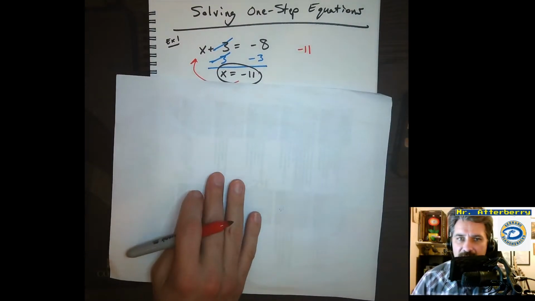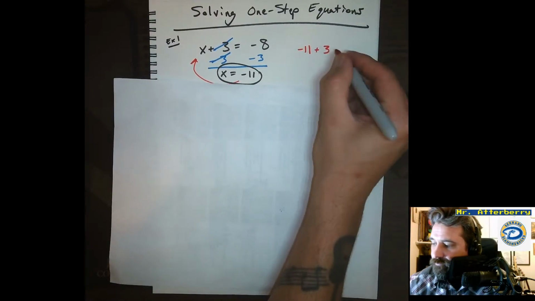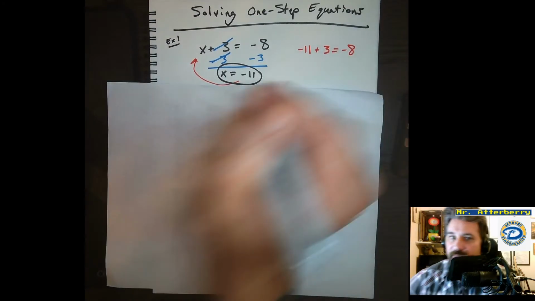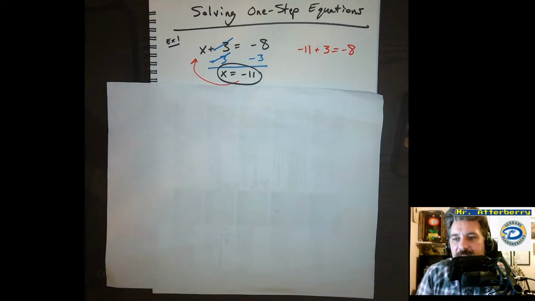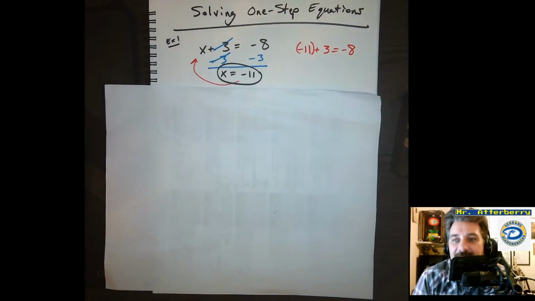So instead of saying x, what if we said negative 11? And then we added 3 to it to get a negative 8. Negative 11 plus 3 equals negative 8. Remember the rules we talked about last week: if you have a positive and a negative that you're adding, you actually subtract them and keep the sign of the bigger number. So in this case, we have a negative 11 and positive 3 that we're adding. They're different signs, negative and positive.